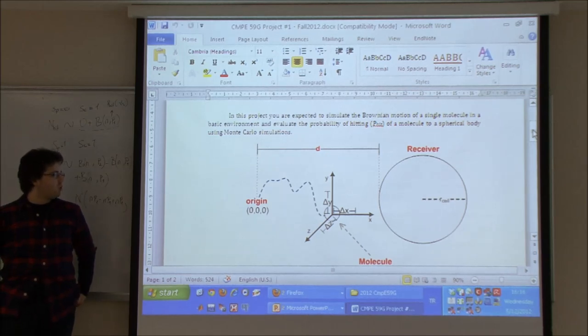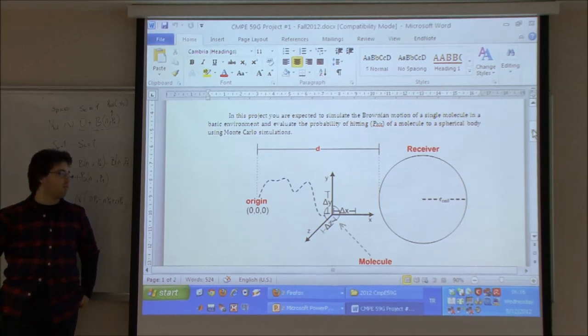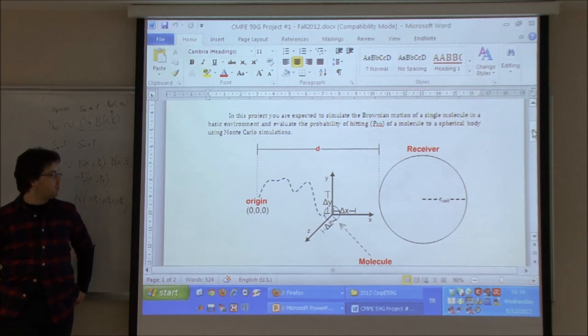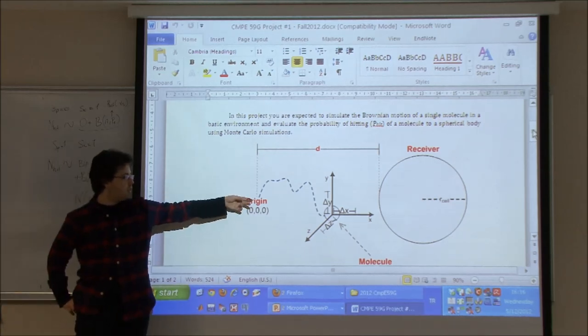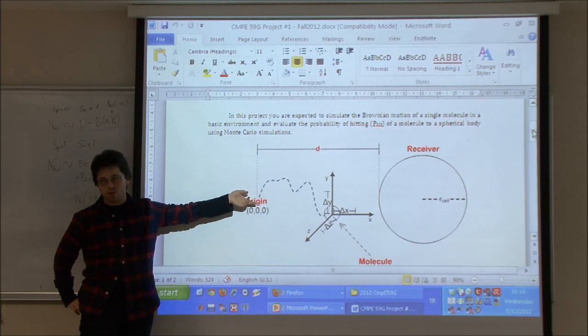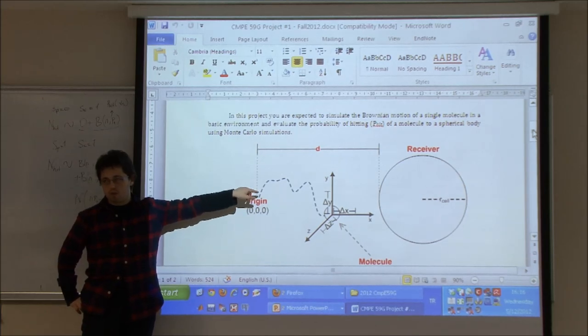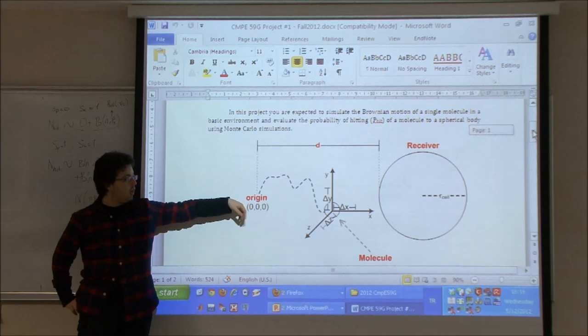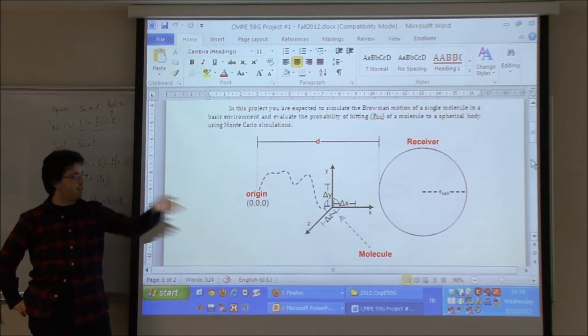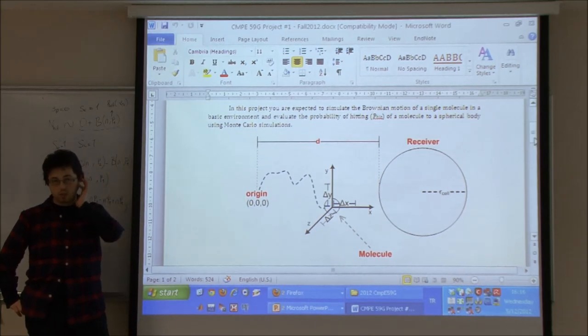So we just want you to simulate a Brownian motion, the diffusion that Birkan explained in the previous hour. Consider that a molecule is released here. It moves around in a diffusion manner, and it may reach the receiver or may not reach the receiver.